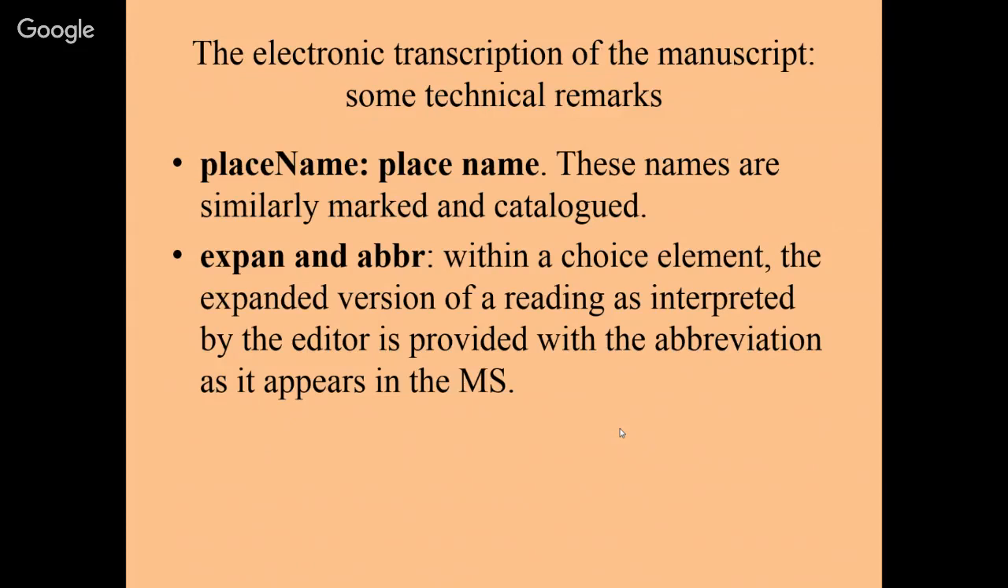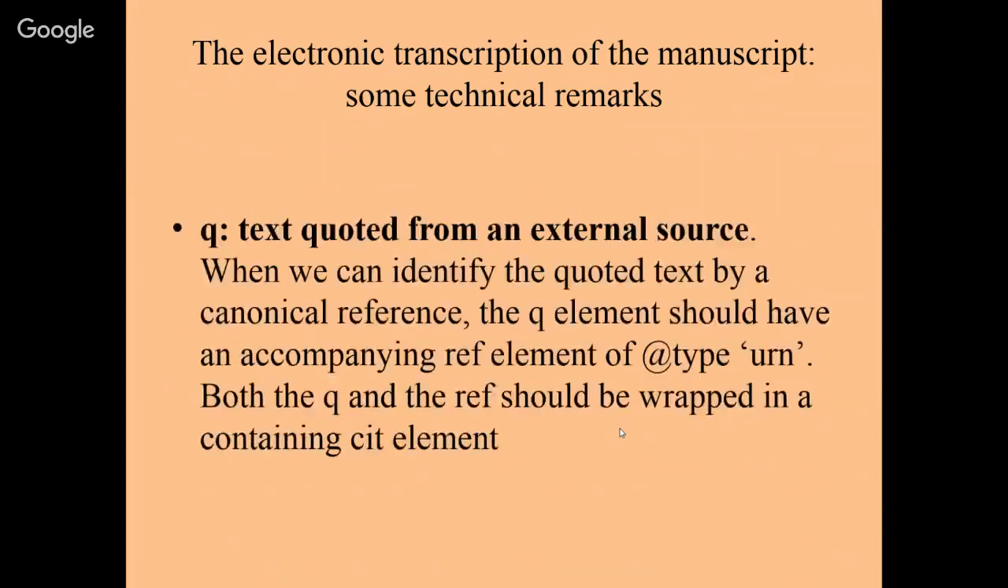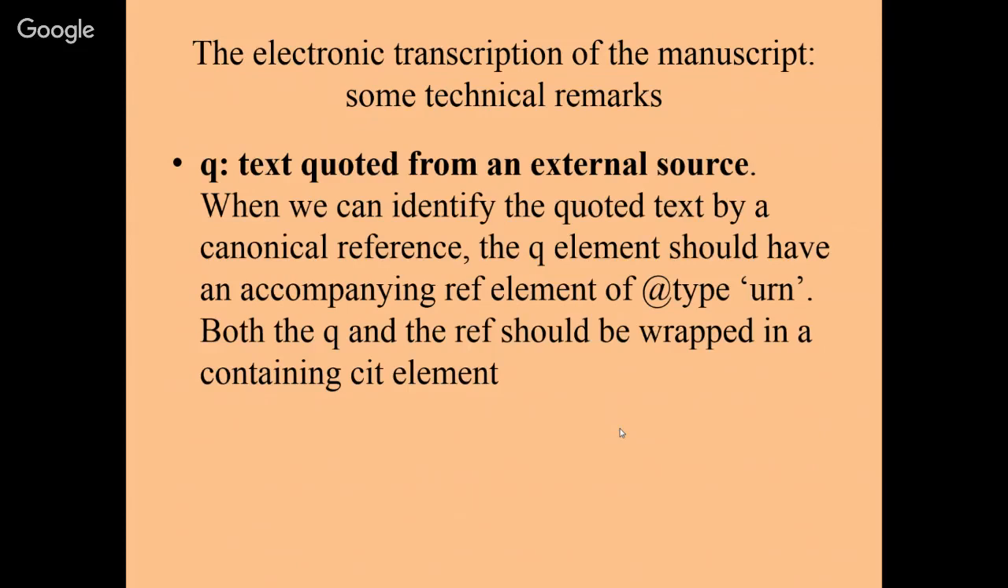Then we have the expanded and abbreviated forms of the words. In most cases, we have the abbreviations of the morphological endings of the words, as you will see in the exercises that I have prepared. And within a choice element, the expanded version of a reading as interpreted by the editor is provided with the abbreviation as it appears in the manuscript. And finally, we have the quotations, that means the text quoted from an external source. And now I think that you are ready, we can pass to the translation.